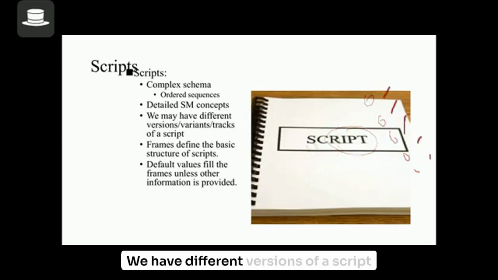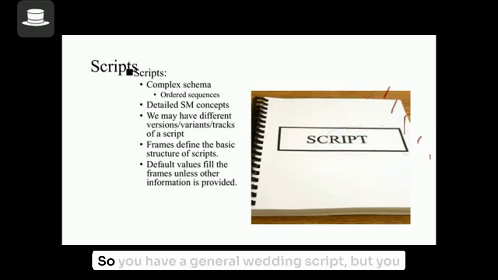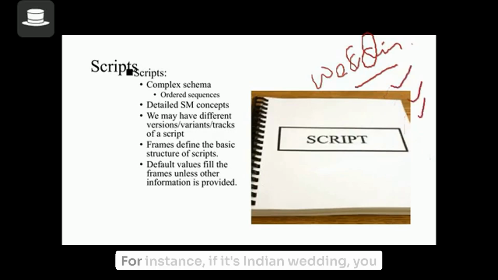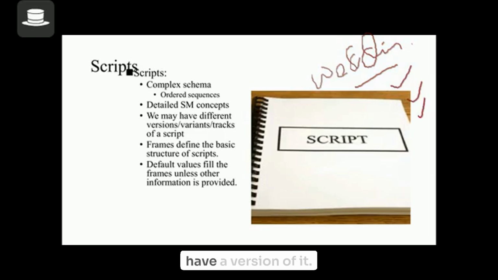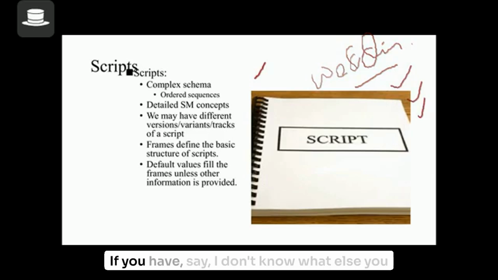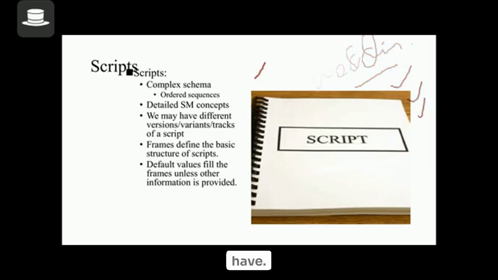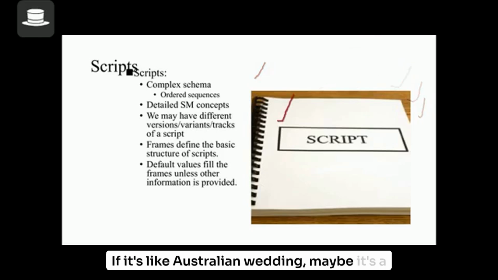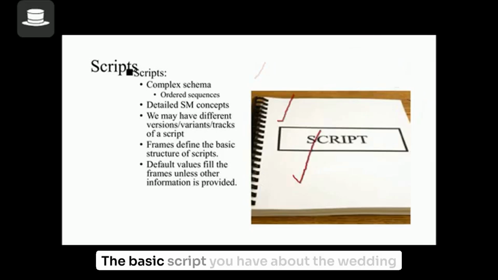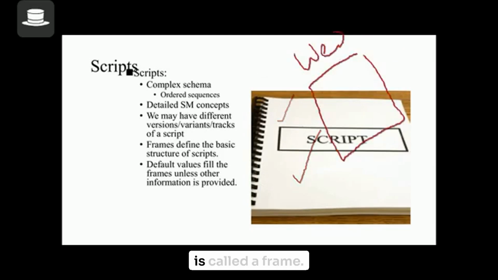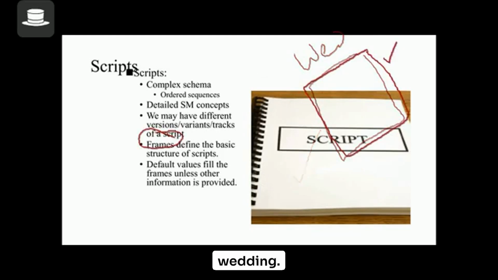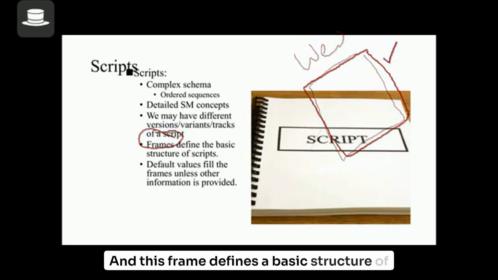We have different versions of a script. So you have a general wedding script, but you have different versions, variants, or tracks of a script. For instance, if it's an Indian wedding, you have a version of it. If you have, say, I don't know what else you have, American wedding, it's a different kind. If it's like Australian wedding, maybe it's a different kind. The basic script you have about the wedding is called a frame. This is your basic frame for a complex event, wedding. And this frame defines a basic structure of the script.